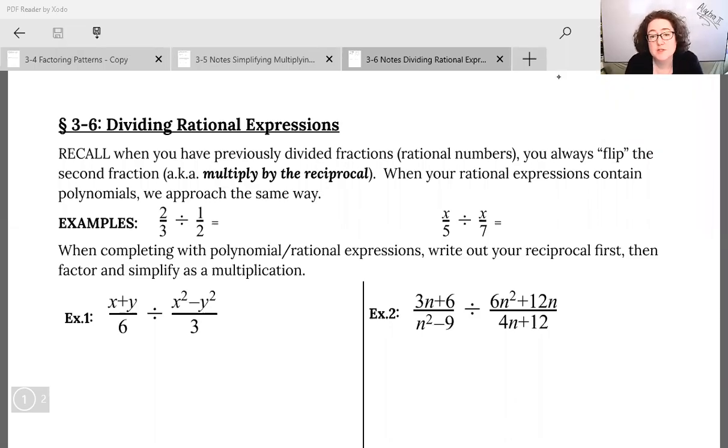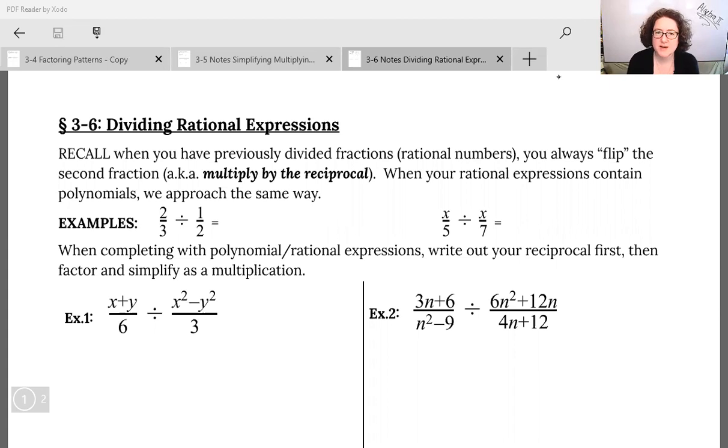Our last topic for this unit is dividing rational expressions. So again, let's go back and look at how we can do this with just simple rational expressions with just numbers, and think how we can then translate that to doing this with polynomial expressions. When you divided fractions, you actually did what? You multiply by the reciprocal.